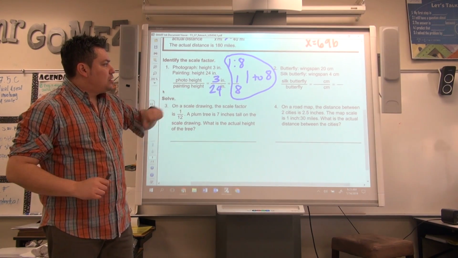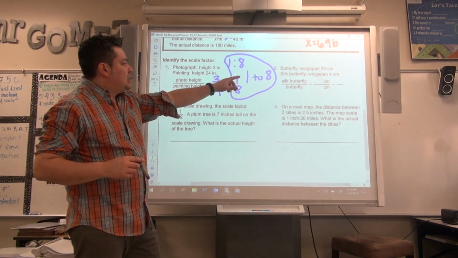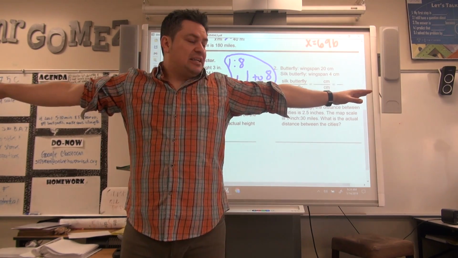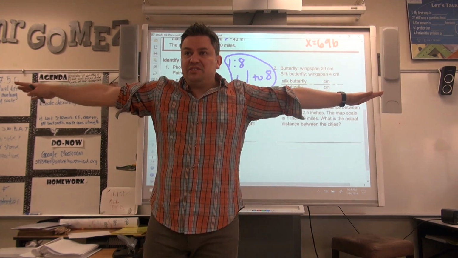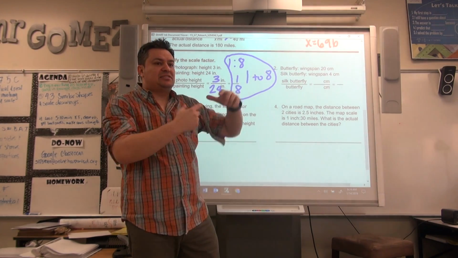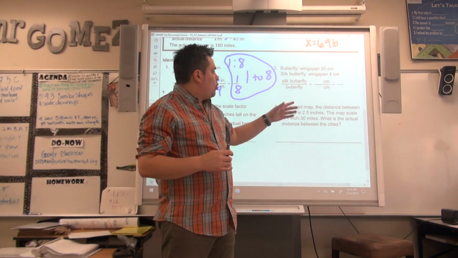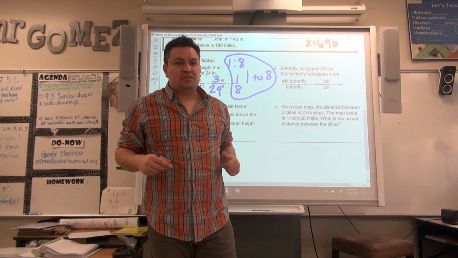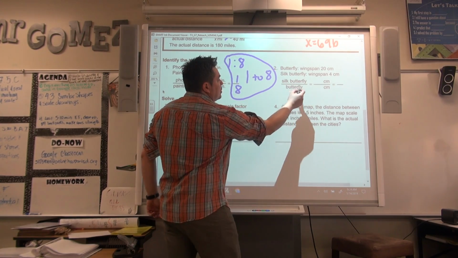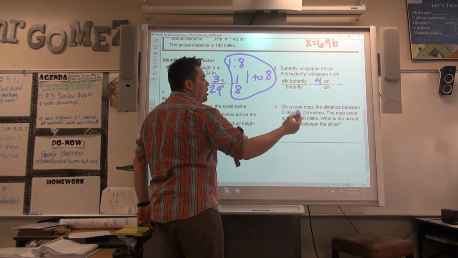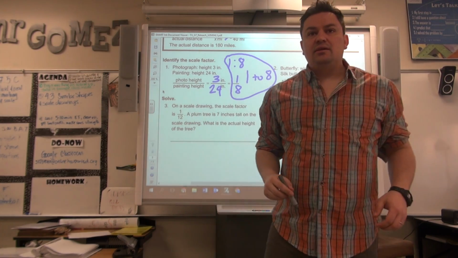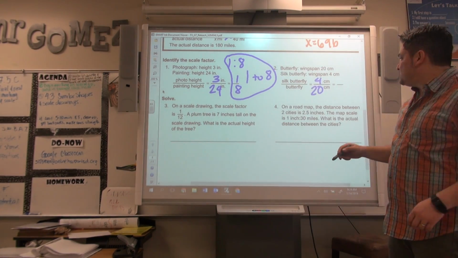Now, number 2, butterfly. It says a wingspan is 20 centimeters. That means whenever they open the wings, the distance from tip to tip is going to be 20 centimeters. So they're going to make a silk butterfly. The wingspan is going to be 4 centimeters. So they're going to make it smaller, right? Silk butterfly is what? 4. And the real butterfly is? 20. Can you simplify that? Yes. By what? By 4. Divide by 4 both sides, I mean top and bottom.